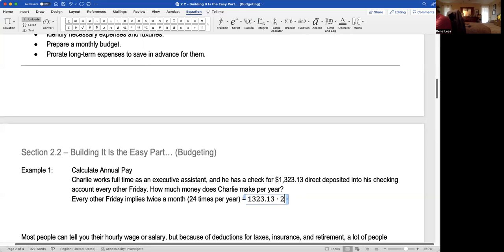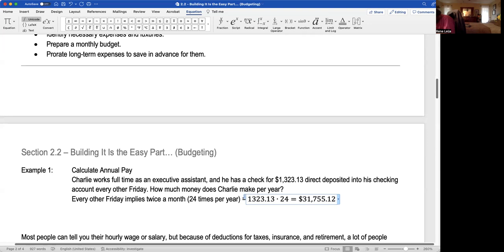Okay, so we're going to take the 1323 and 13 cents times 24. So this is going to give us $31,755.12. Okay. Now, that's one way to do it.